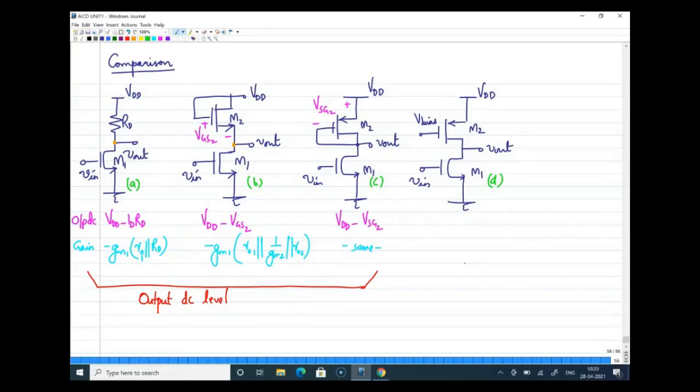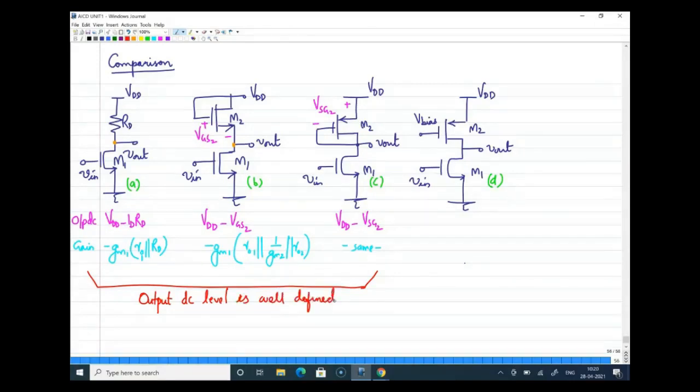The next one, the second circuit, you have an M2 device. When that device carries a current of ID, VGS2 will be fixed. So I can say that the output DC level is VDD minus VGS2. Now the third circuit, again an M2 device carrying a current of ID will have a specific VSG. So the output DC level will be VDD minus VSG2. Since we can visually inspect and clearly comment on the output DC level, we say that the output DC level for all the circuits is well defined.